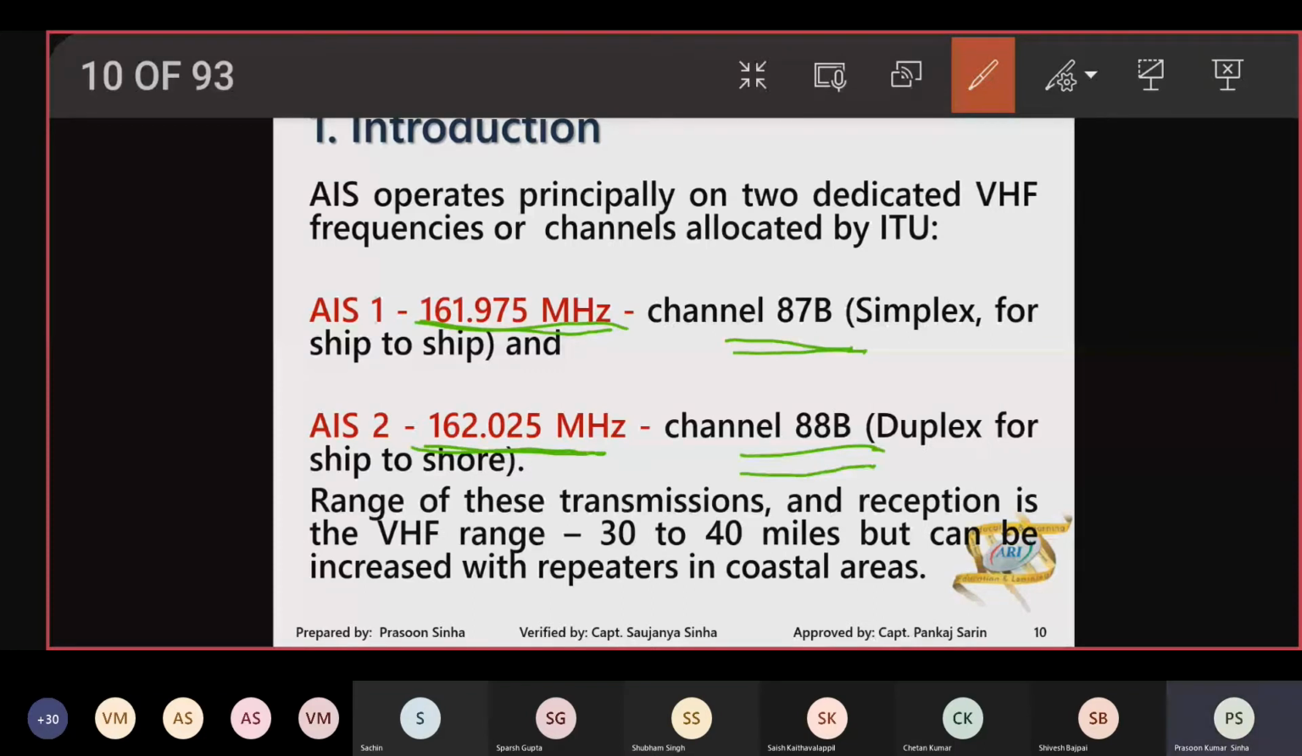Both are used for different purposes. Basically same purpose, but in different services. One is simplex for ship-to-ship communication. The other one is duplex for ship-to-shore communication. The word simplex and duplex might be confusing. In general, simplex is one-time reception, one-time transmission.